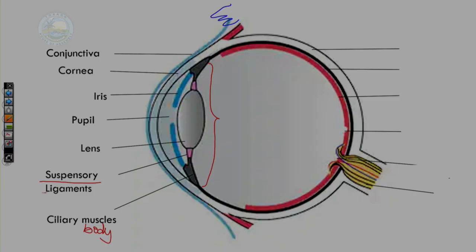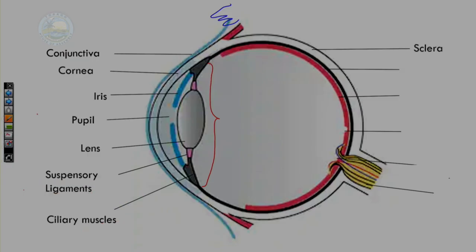Now, suspensory ligaments are not muscles, so they do not contract and relax. What are the terms that we would use for suspensory ligaments? We will say they get taut or they slacken, because they are not muscles. Your muscles will contract or relax.